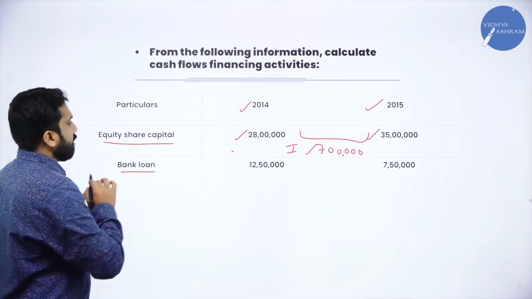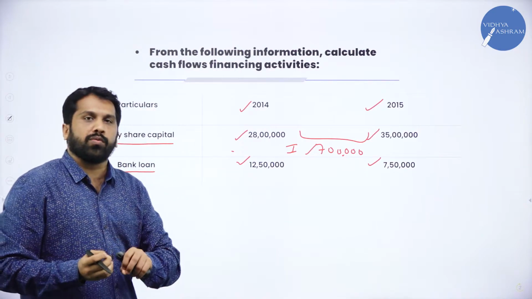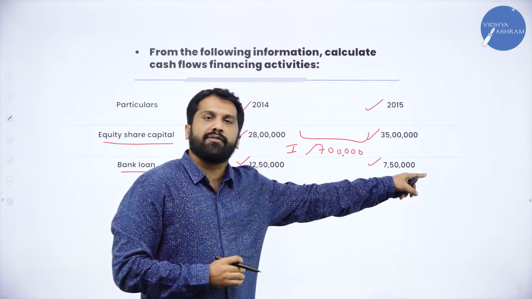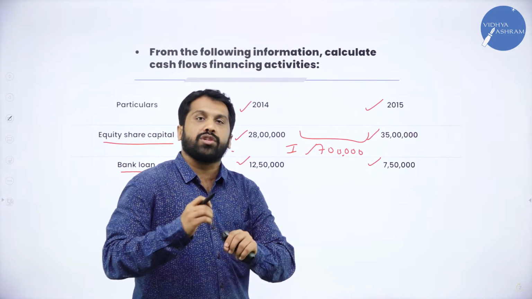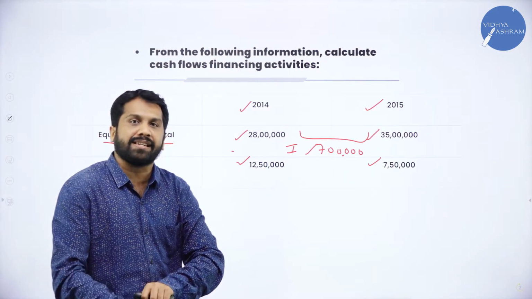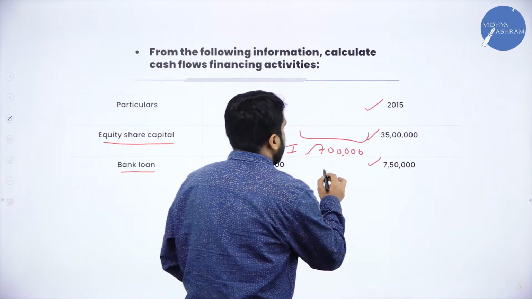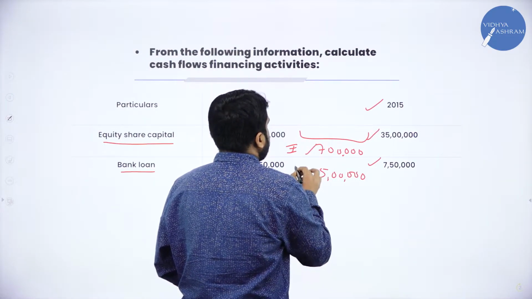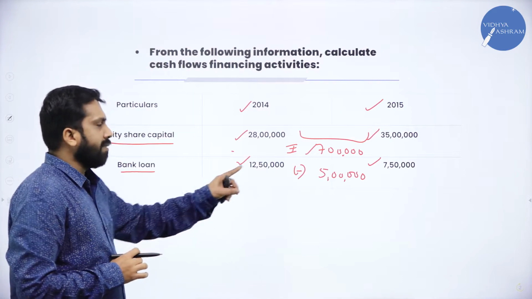Next, bank loan: it was 12.5, now it is 7.5. Your loan was 12 lakh 50,000. After 1 year, your loan is 7 lakh 50,000, means you have repaid how much? 5 lakh you have paid. Is it a cash inflow or outflow? Are you receiving cash or paying cash? In this case, you have paid. How much have you paid? You have paid 5 lakh. So the first one is add, the second one is minus. Easy or very easy? Yes, it is very easy.